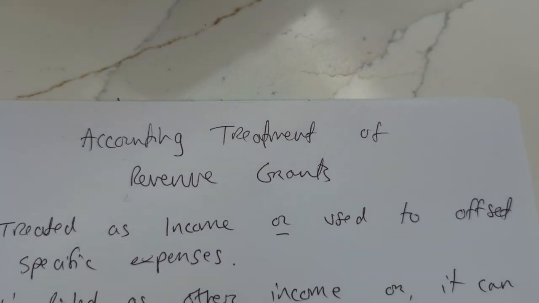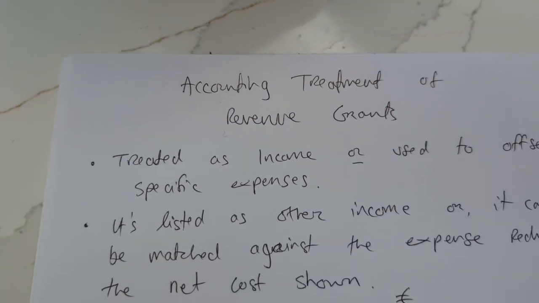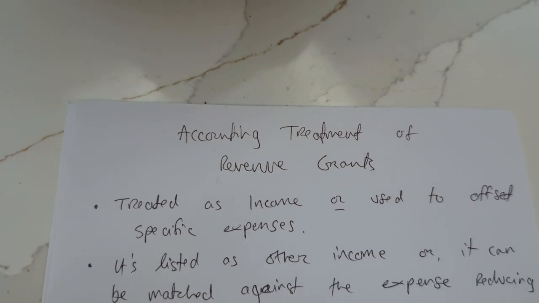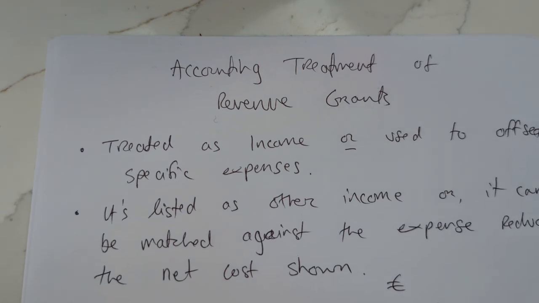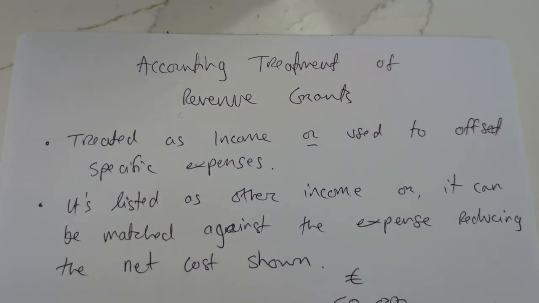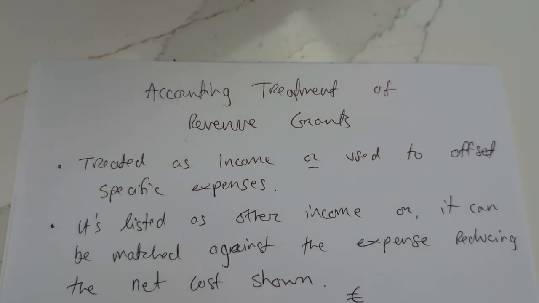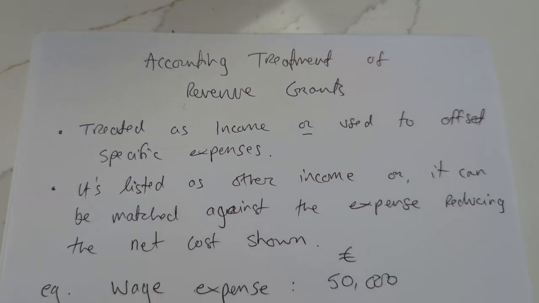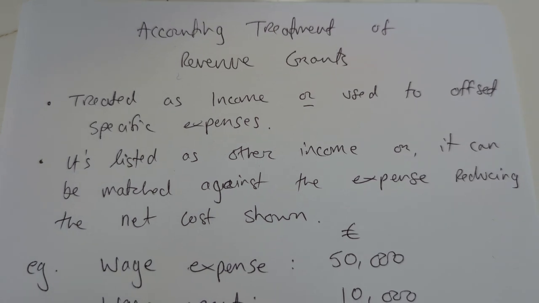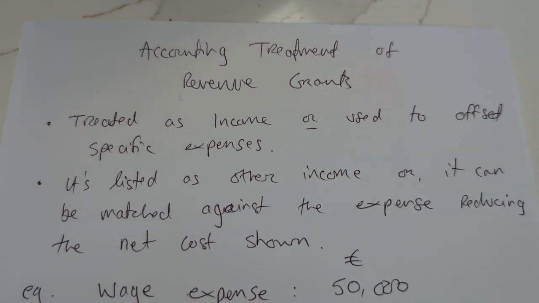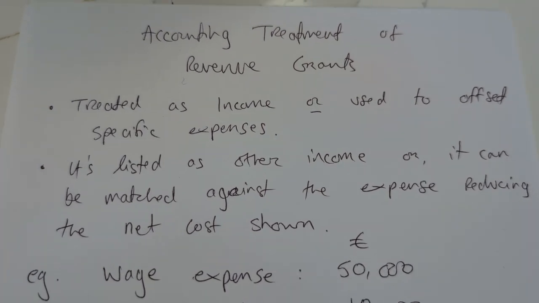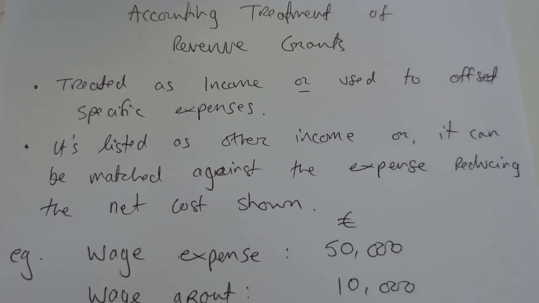Let's look at the accounting treatment of revenue grants. They're treated as income, or they're used to offset the specific expenses. It's listed as other income, or it can be matched against the expense, and then the net cost of the item is shown.